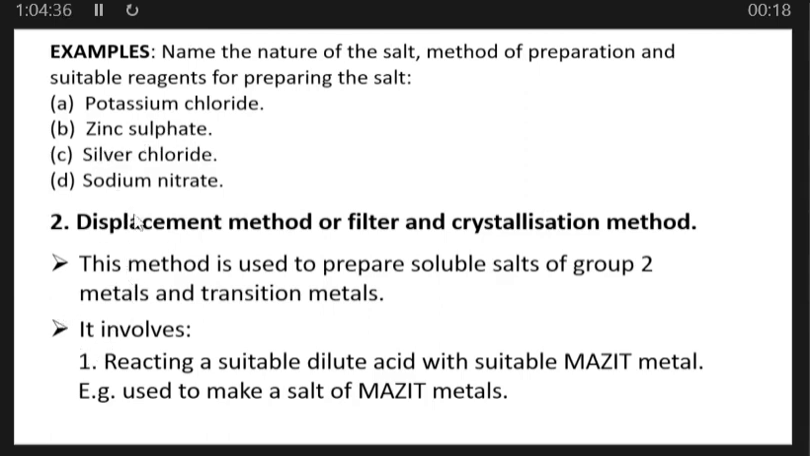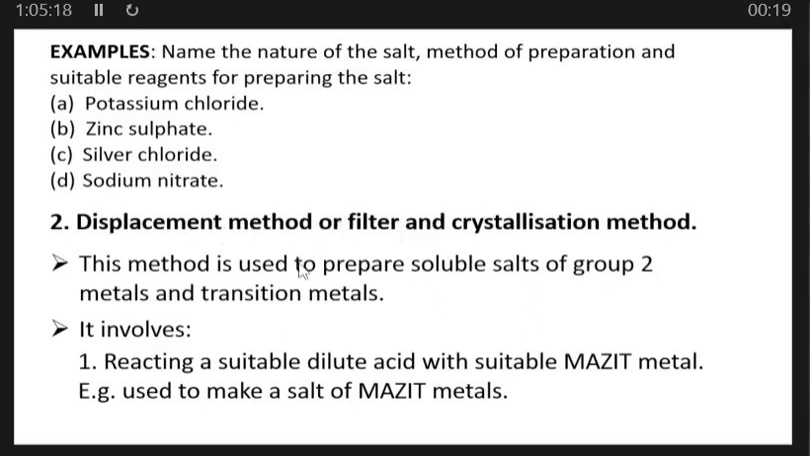All right. And this method involves reacting a suitable dilute acid with a suitable MAZIT metal. So that's what we said. I didn't explain, I think MAZIT stands for magnesium, aluminium, zinc, iron, and tin. So this zinc here is for what? Zinc here. All right. So which means that this zinc sulfate, since it is a soluble salt, can be prepared by what? Displacement method.